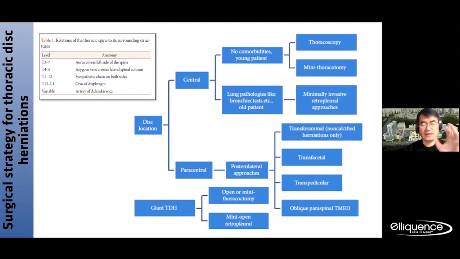I classify the disc herniation and giant disc herniation. Most of the disc herniations are located in central or paracentral. So paracentral disc herniation is quite a good indication for transforaminal endoscopic spine surgery, discectomy, right? Because the location favors transforaminal access. So for other cases of large central and giant disc herniation, sometimes it's going to be risky to adopt endoscopic spine surgery.